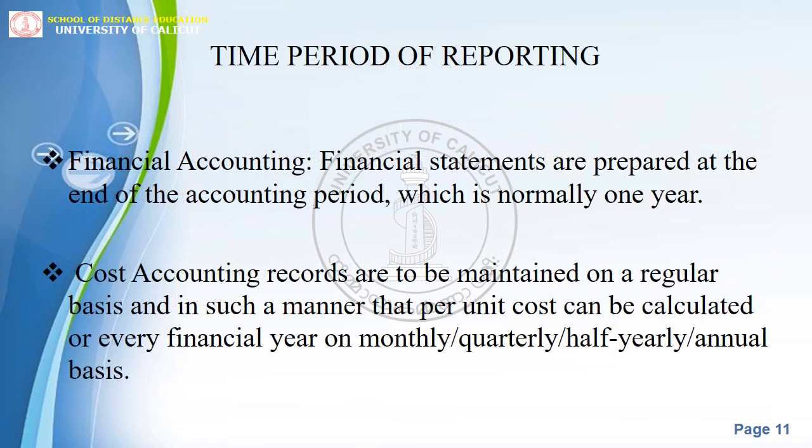In case of financial accounting, financial statements are prepared at the end of the year. In other words, financial accounts provide financial information once a year. Cost accounting furnishes cost data at frequent intervals, that is daily, weekly, monthly, quarterly, half-yearly, or on annual basis.